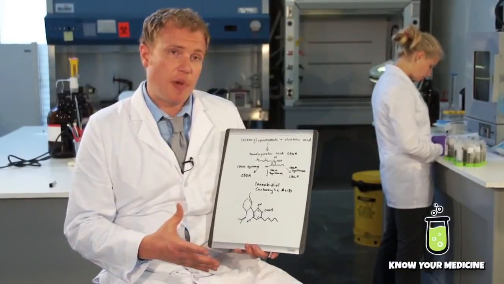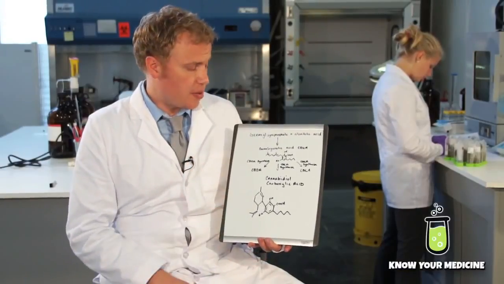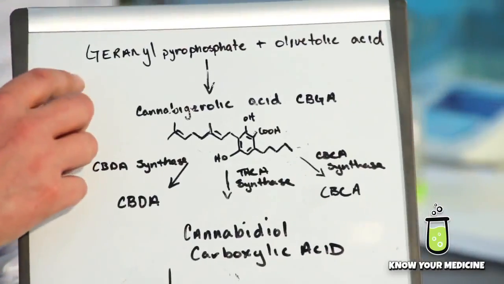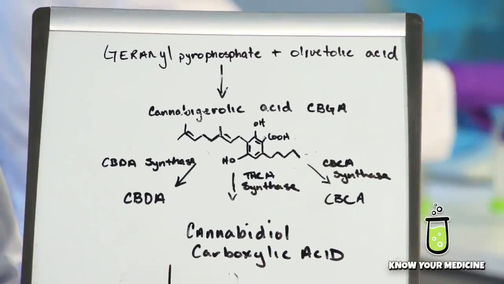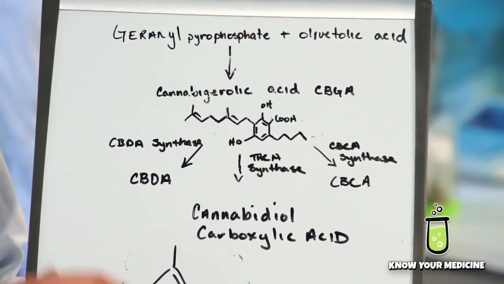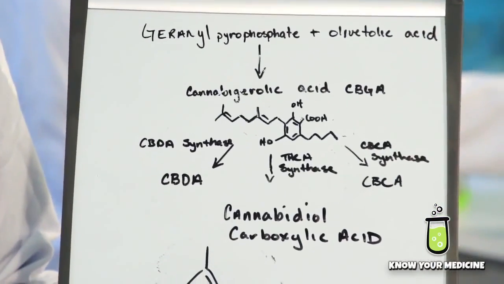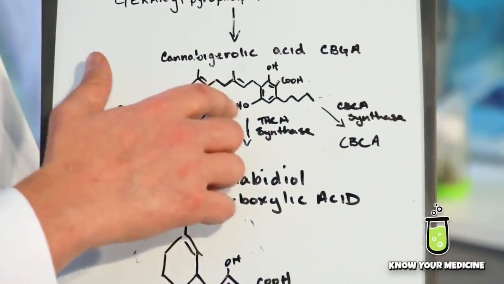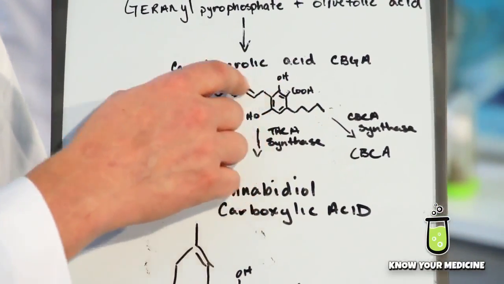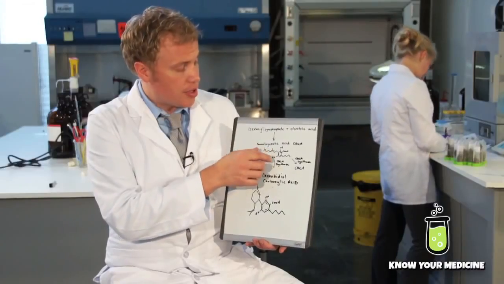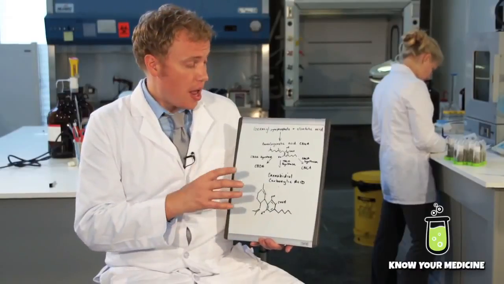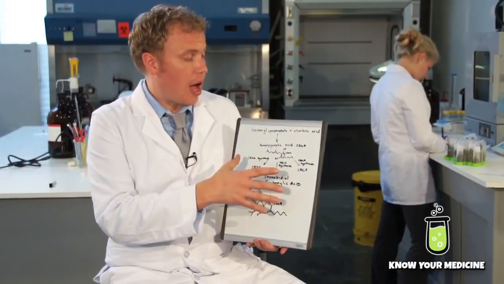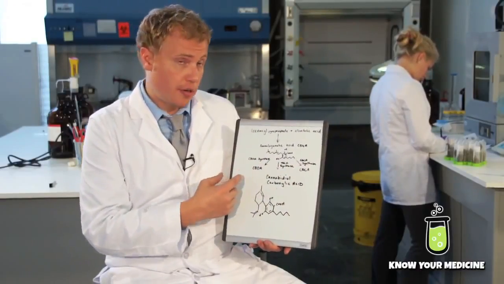Here we have the synthetic pathway in the plant by which CBDA is produced. We start out with geranyl pyrophosphate and olivetolic acid that combine in another enzyme catalyzed reaction to form the cannabigerolic acid, or CBGA. And this is the structure of cannabigerolic acid, and you see this long chain of carbon molecules. These carbon molecules are able to bend in and form rings and other structures that allow it to be the precursor for all these other compounds we see.